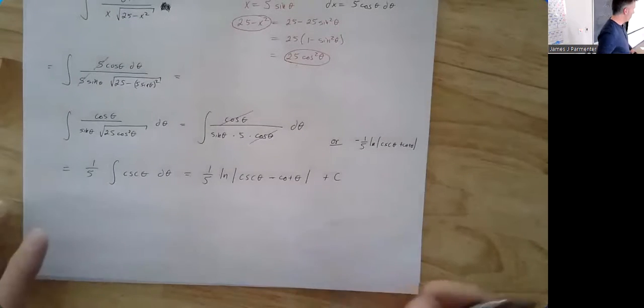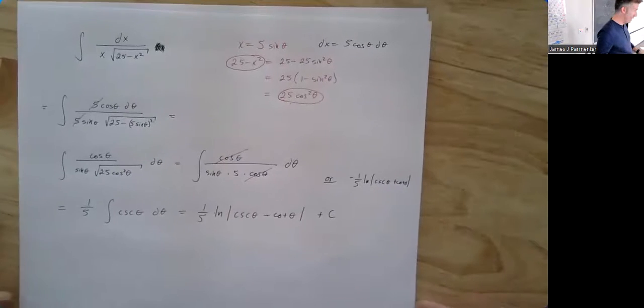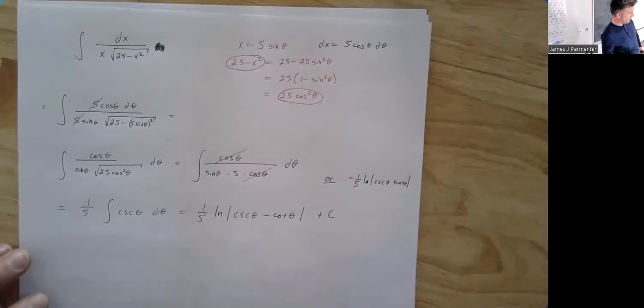Back to what we were doing though. So here's what I think is kind of the funky part about these. If it's indefinite, we started with x's. We need to end with x's. So how do you turn this back into something with x as well?